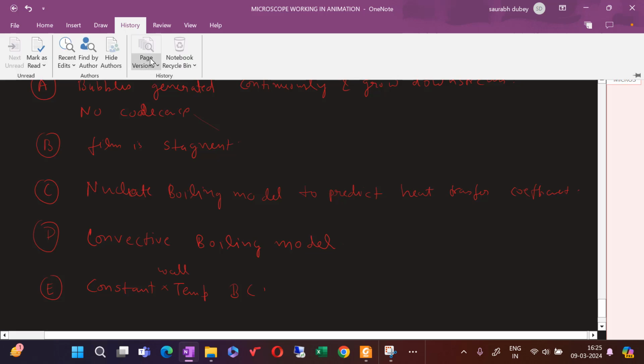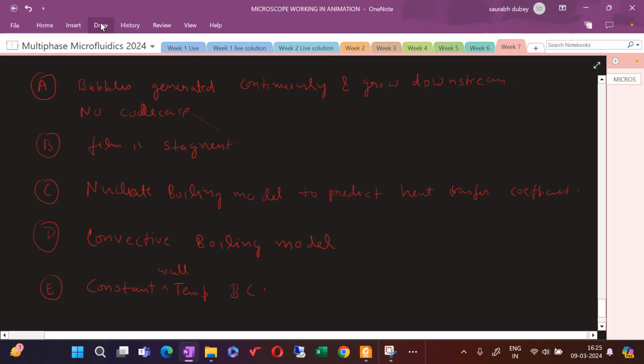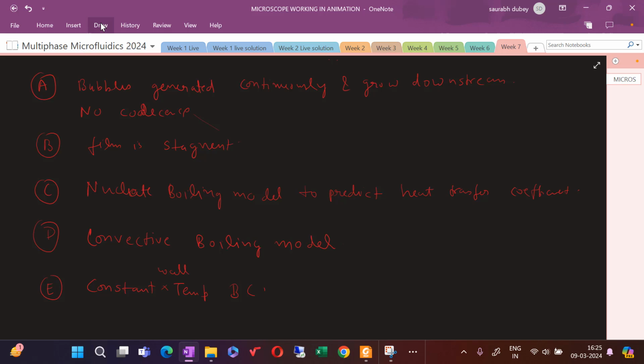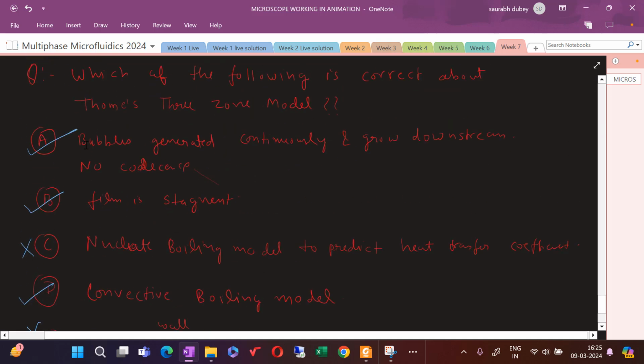So if you look at the answer to this, and if I pinpoint it, obviously this one is incorrect because this is constant wall heat flux, not constant temperature. So this one is incorrect, and this is like the convective boiling model. This is correct. This one is incorrect. This is correct. This is correct. So A, B, and D are the correct options for the given question.